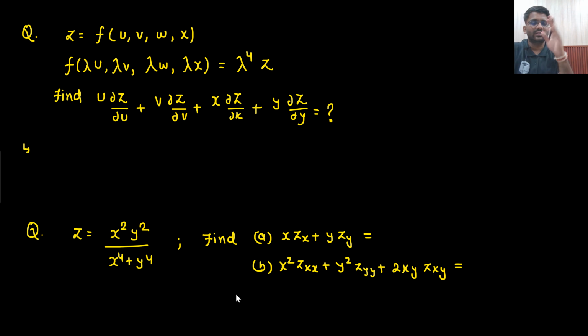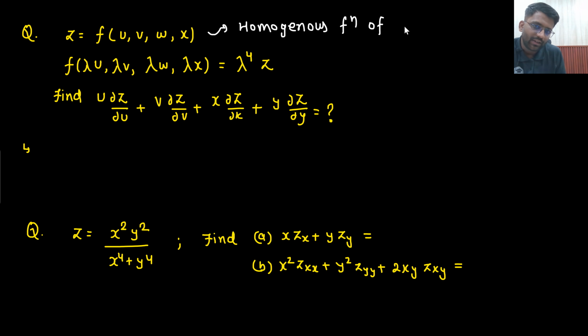Solve this question. This time 4 variables are there. z is given. In this function, when in place of u I am putting lambda u, lambda v, lambda w, lambda x, then this is what I was getting. What does that mean? It is a homogeneous function of degree 4. Did you understand this point? For sure, sir. Right? If I am doing all these things, lambda to the power 4 outside I am getting, that means it is a homogeneous function of degree 4.